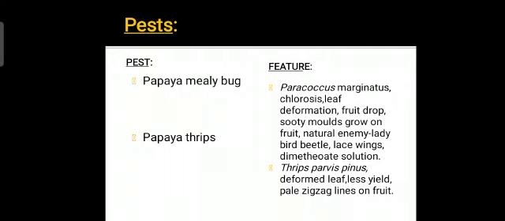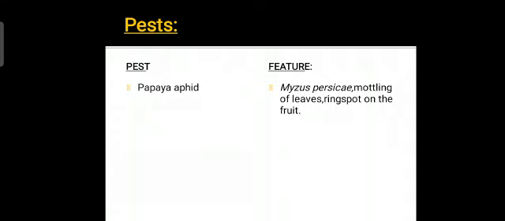Papaya thrips, Thrips parvispinus, and it causes deformed leaves, less yield of fruit, pale zigzag lines on the fruit. Papaya aphid, also known as Myzus persicae, and it causes molting of leaves, leaving spots on the fruit, etc.